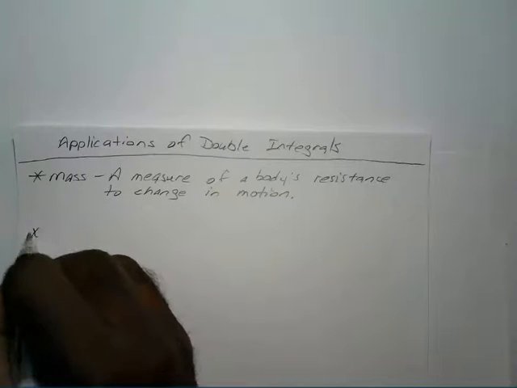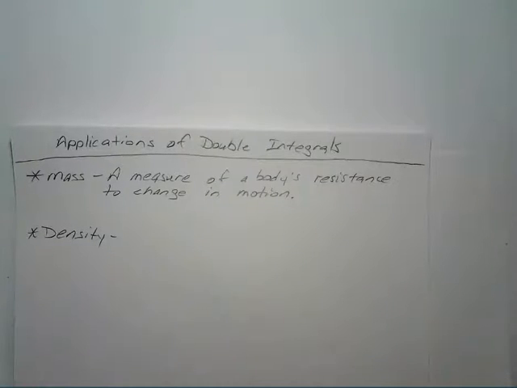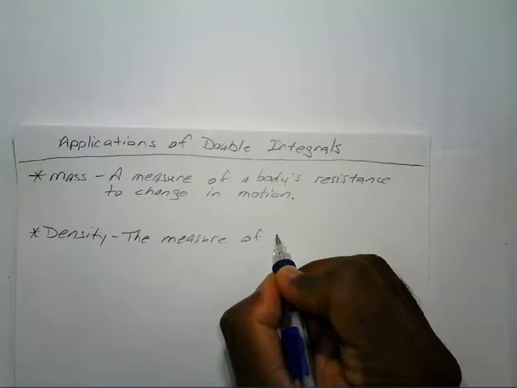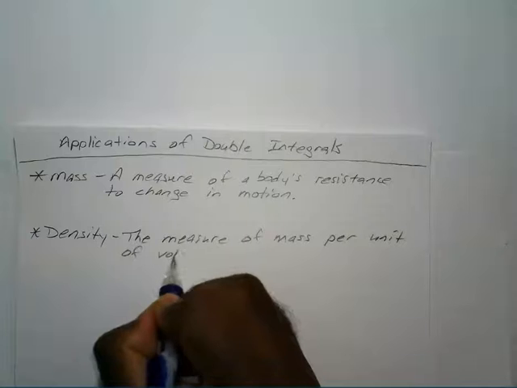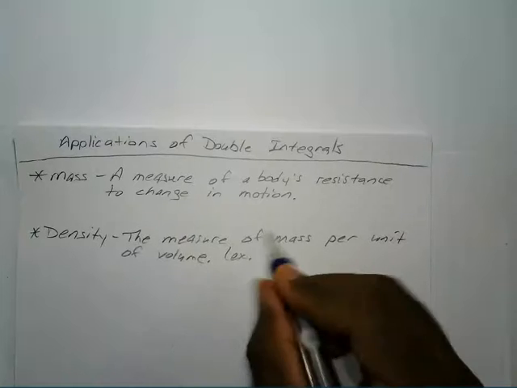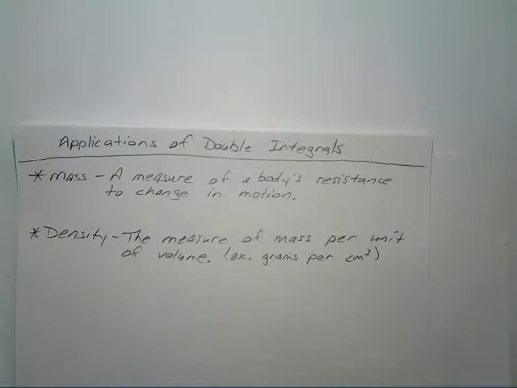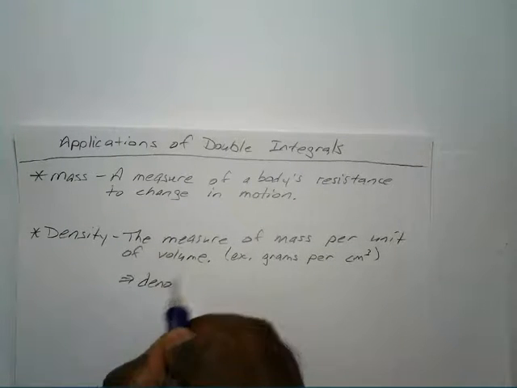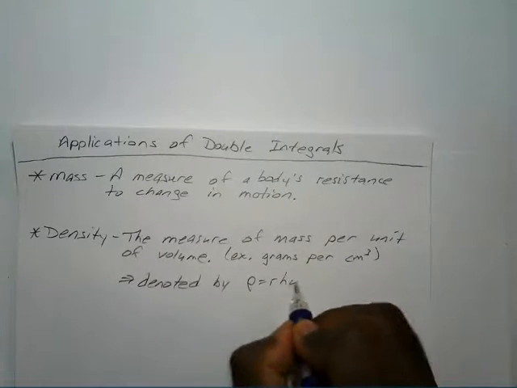Okay, now density, on the other hand, is the measure of mass per unit of volume. For example, if you have grams per cubic centimeter. Here we're going to denote the density by rho, which kind of looks like a lowercase p.